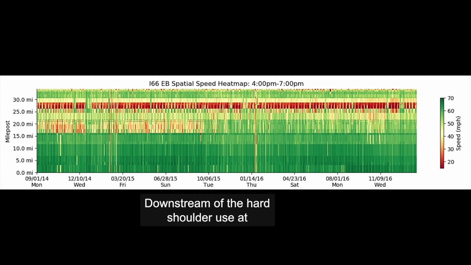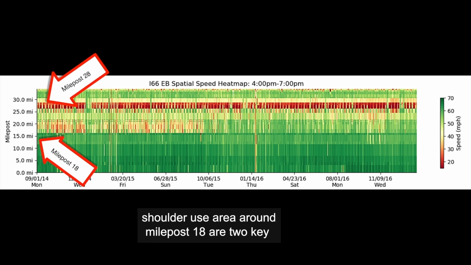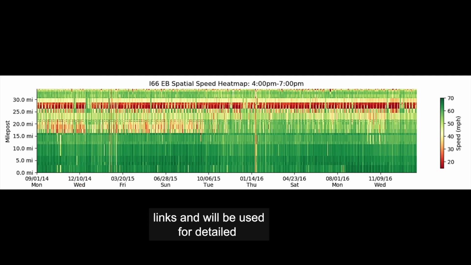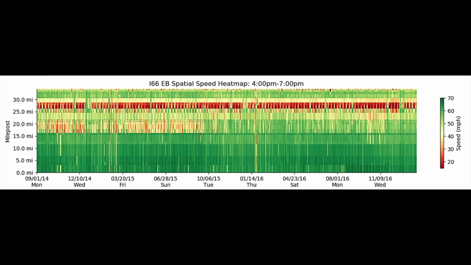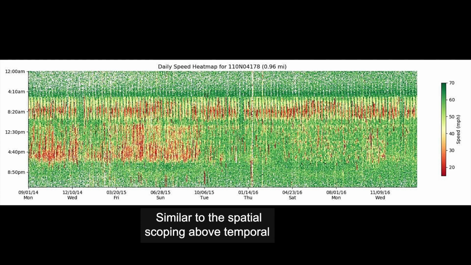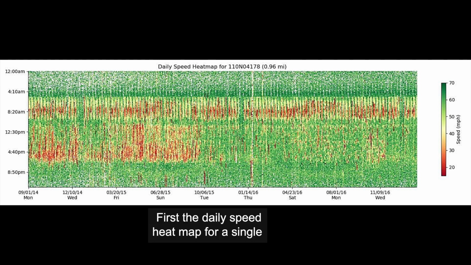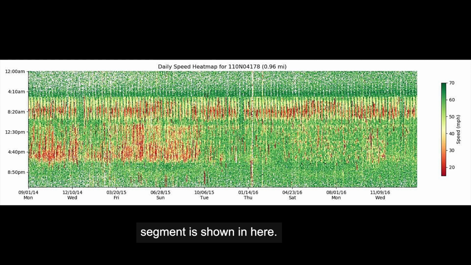Downstream of the hard shoulder use at approximately milepost 28, and within the hard shoulder use area around milepost 18, are 2 key links and will be used for detailed analysis for our purposes. Similar to the spatial scoping above, temporal scoping was conducted to identify critical time periods. First, the daily speed heat map for a single segment is shown in here.